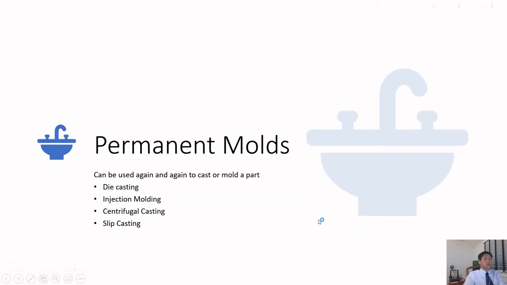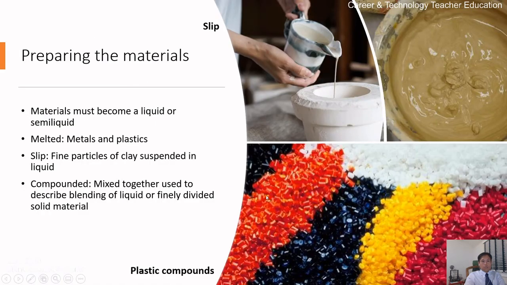All right. So next is permanent molds. A permanent mold can be used again and again to cast a part. So this is for mass production. All right. So for permanent casting, we need to prepare the material. So the material can be like slip.